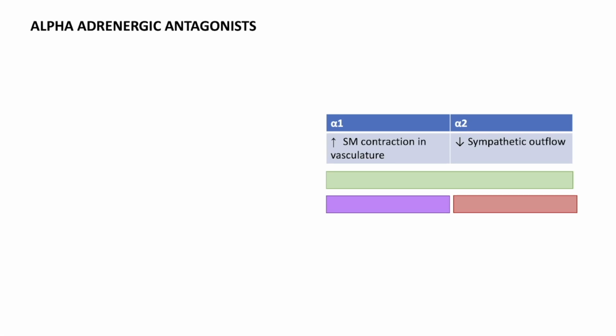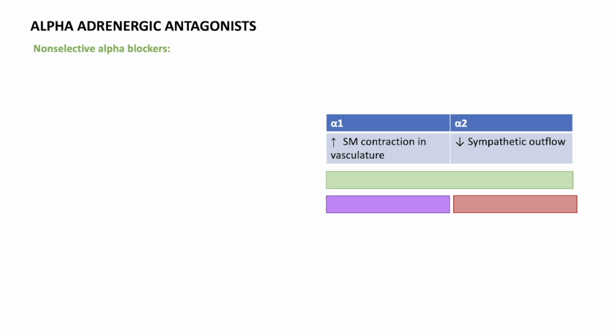These are the drugs which block alpha-mediated activity, so they block alpha receptors. You can classify alpha adrenergic antagonists into non-selective alpha blockers, which block both alpha 1 as well as alpha 2, and selective alpha blockers, which can block selectively either alpha 1 or alpha 2.